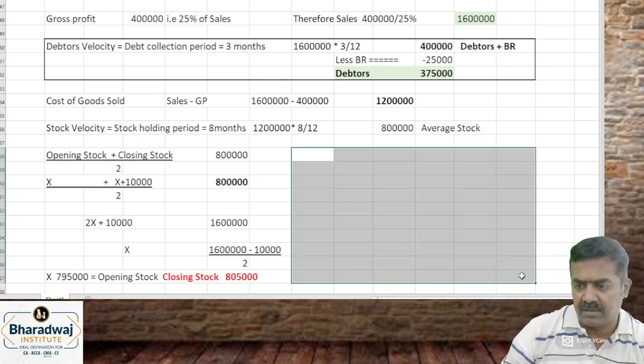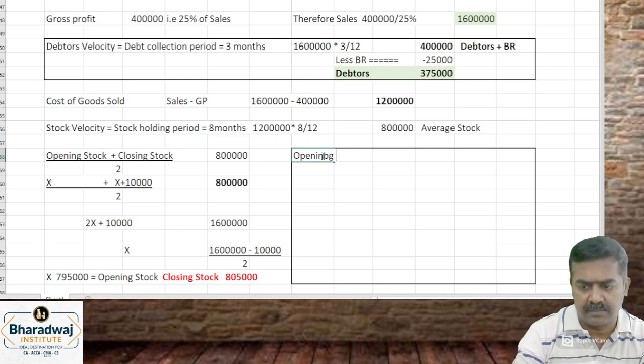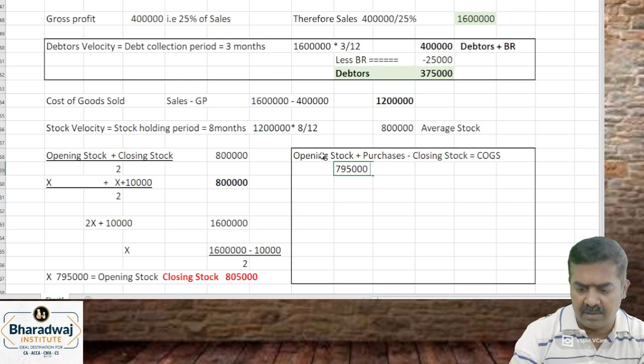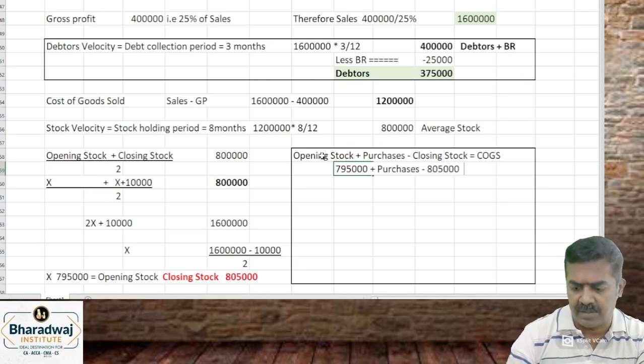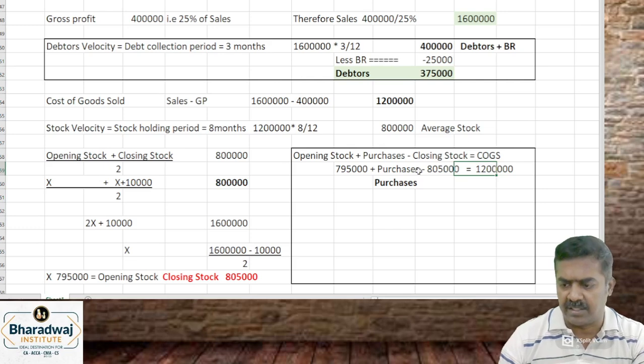Wait பண்ணுங்க. Cost of goods sold க்கு என்னென்ன ஃபார்முலா இருக்கு? Opening stock plus purchases minus closing stock will give us cost of goods sold. Opening stock தெரியும் 7,95,000, plus purchases தெரியாது, minus closing stock 8,05,000 தெரியும், is equal to cost of goods sold. இதை சால்வ் பண்ணீங்கன்னா purchases answer ஆகும். Purchases will be 12 lakh plus 8,05,000 minus 7,95,000, that is 12 lakh 10,000.